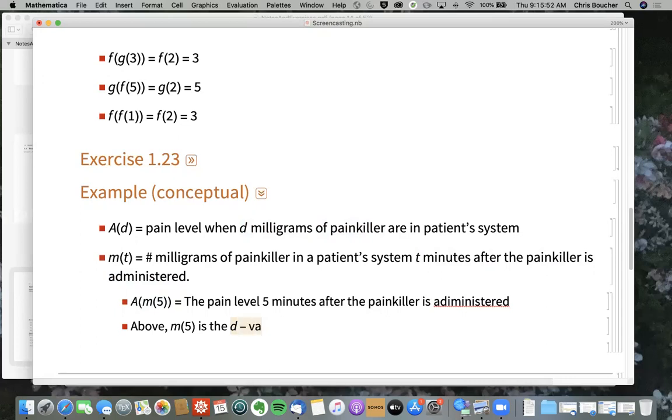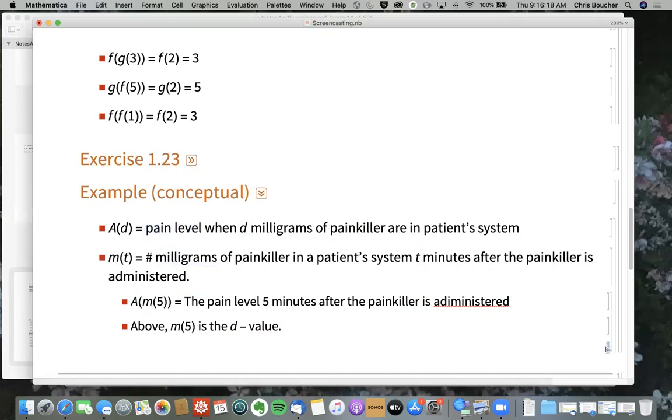Is the d value. And I plug it into the function a, what do I get? I get the pain level. So this whole composition will give me the pain level 5 minutes after the painkiller is administered, right? So it's a way of going from time all the way to pain level. I have 3 variables here: time, milligrams, and pain level.